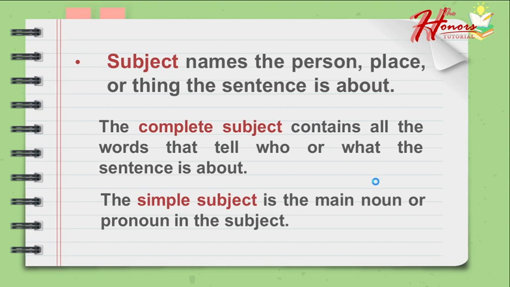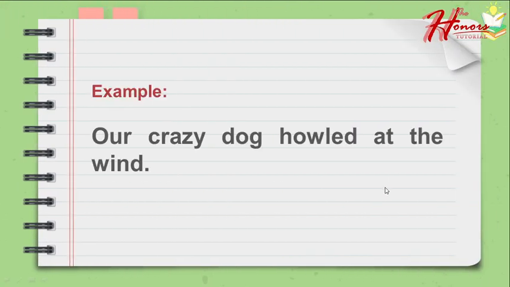For example, our crazy dog howled at the wind. Can you identify the complete subject in this sentence? Okay, let me underline it. The complete subject in this sentence is our crazy dog. Why? Because that is what the sentence is all about. Who howled at the wind? Our crazy dog. So therefore, this is our complete subject.